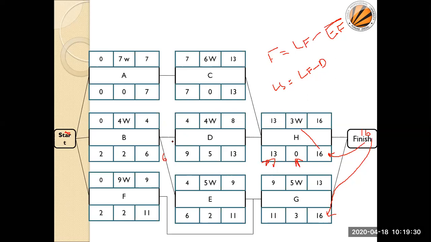From this side we are getting 6 value. From this side we are getting 9 value. So now which value are we going to copy? The less value, the smallest value. The smaller value is 6. So 6 is copied here.